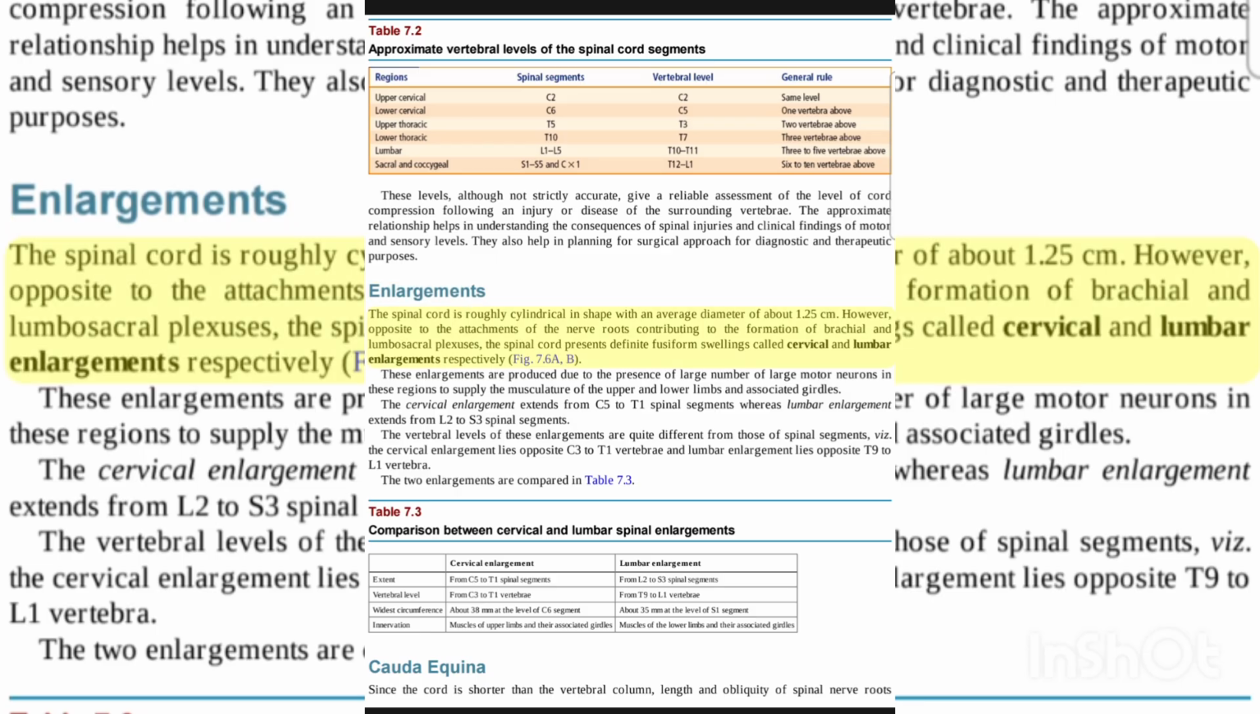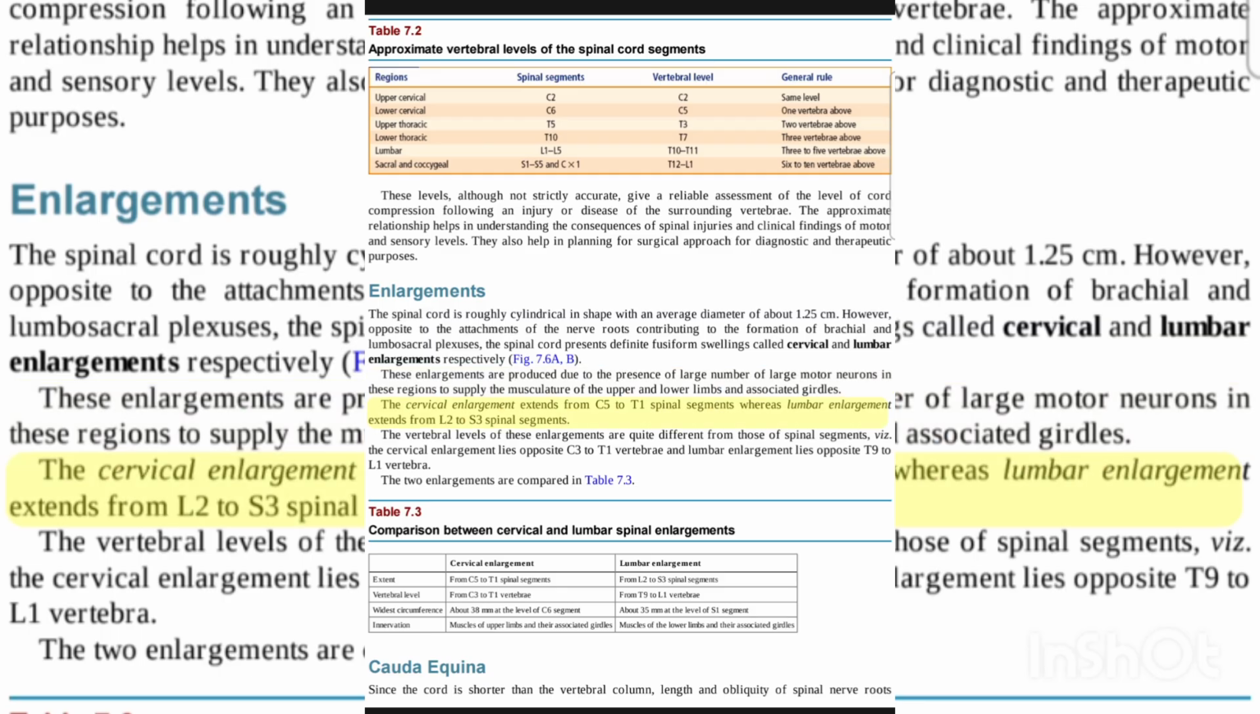Enlargements. The spinal cord is roughly cylindrical in shape with an average diameter of about 1.25 centimeters. However, opposite to the attachments of the nerve roots contributing to the formation of brachial and lumbosacral plexuses, the spinal cord presents definite fusiform swellings called cervical and lumbar enlargements respectively, Fig. 7.6a, b. These enlargements are produced due to the presence of large number of large motor neurons in these regions to supply the musculature of the upper and lower limbs and associated girdles.